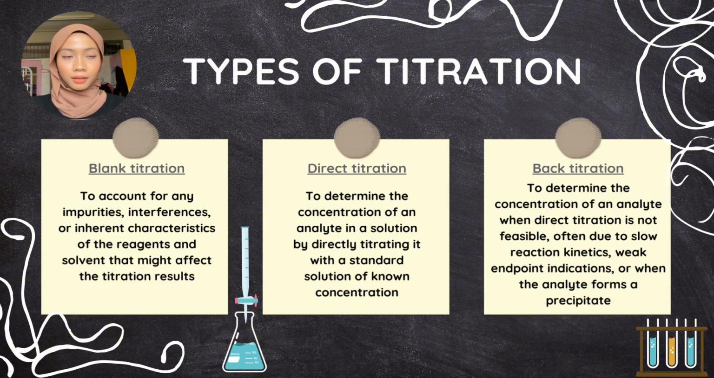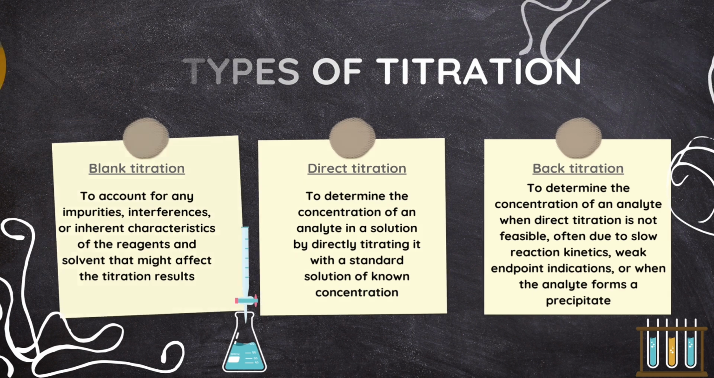Next is direct titration. Direct titration, also a simple kind of titration, involves reaction of unknown chemicals with known concentrations of other compounds. It refers to the typical or normal type of titration where the standard reagent, which is the titrant, is added to determine the concentration of the analyte until it reaches the endpoint. And lastly, back titration is a titration method where the concentration of an unknown compound is determined by reacting with a known amount of excess reagent.